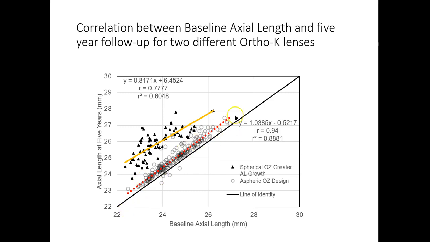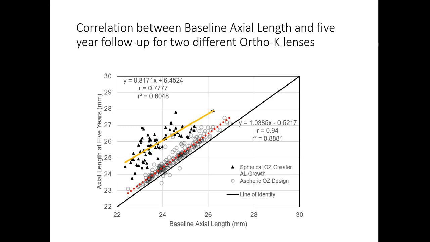And again, this is the line of identity. You can see the eyes are all growing a little bit. The aspheric one doesn't grow as much as this one. So baseline, follow-up, each dot is a person. It's a person at baseline and the person at follow-up. And the triangles represent one group that got spherical lenses. The circles represent another group that got aspheric Ortho-K lenses.